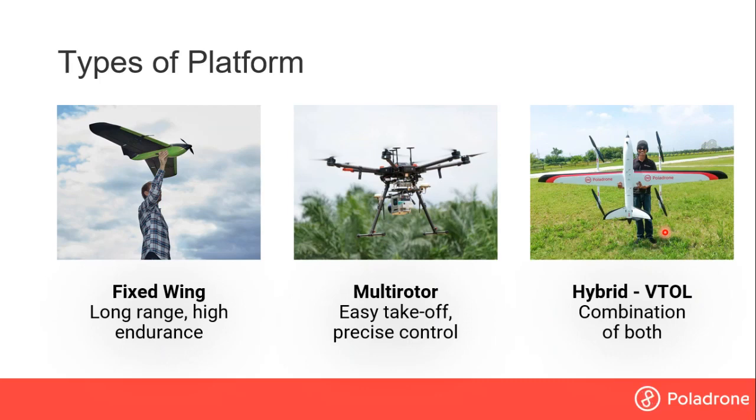And then the last one you see here is called a hybrid VTOL. VTOL here stands for vertical takeoff and landing. As you can see in the photos, it looks like a fixed wing, but it has propellers. They have 4 propellers here. What's so good about this VTOL is that it can take off like a multi-rotor drone, and then once it reaches a certain height, it will start gliding like a fixed wing. So it has the features of both multi-rotor and fixed wing. I would say the best of both worlds.